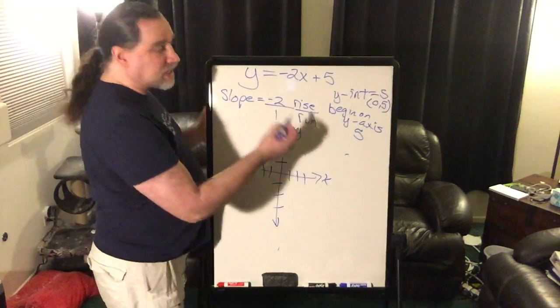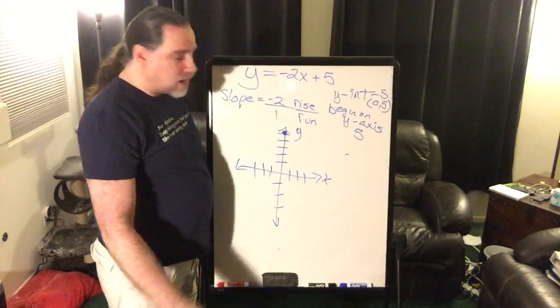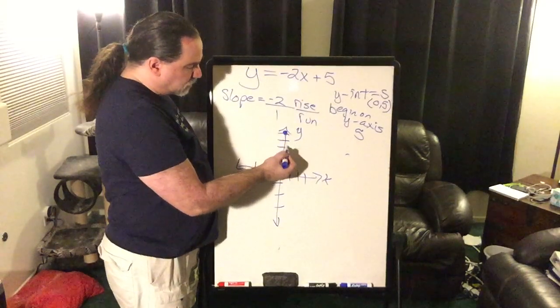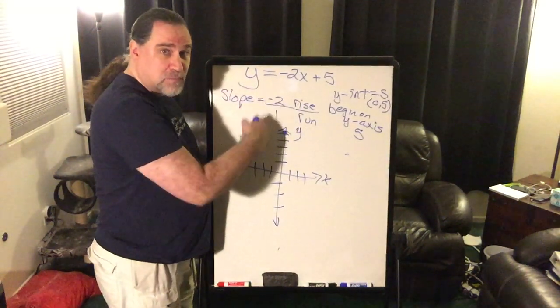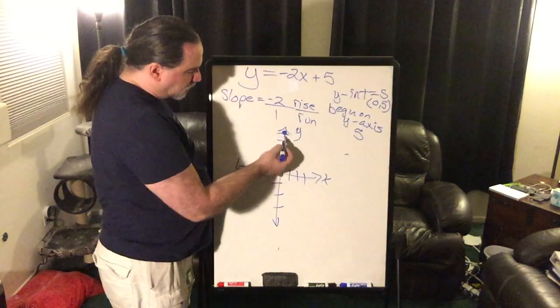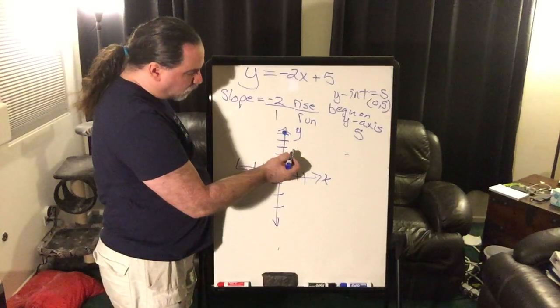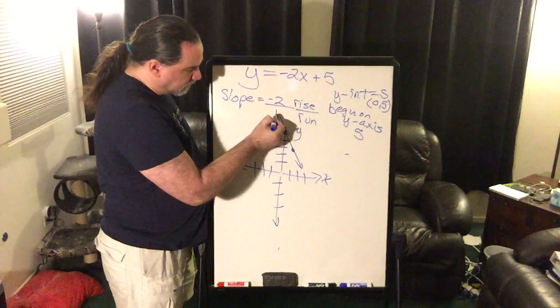My rise is negative 2. We said this in the last video. Negative rise means we're going down 2. The run is positive 1. It's not negative 1. Don't make them both negative. The 1 is positive. So I'm going to go down 2 and I'm going to go over 1. And there's my graph.